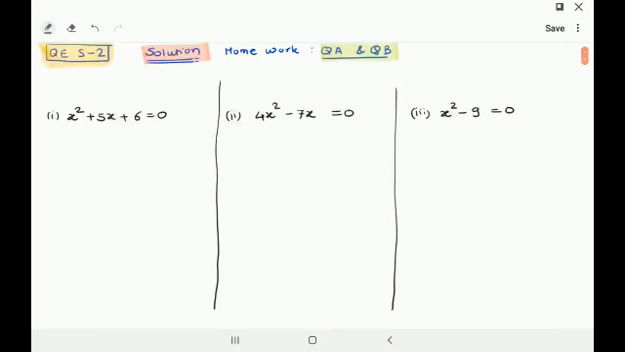Hi everyone. Today I welcome you to quadratic equations session number 2. In this session we will be learning the solution of quadratic equations.